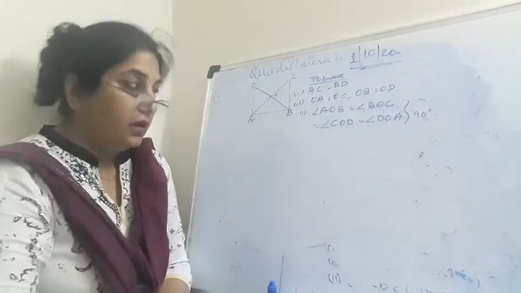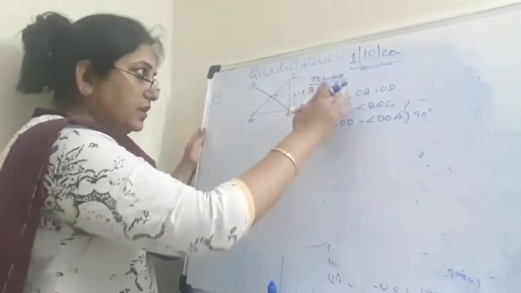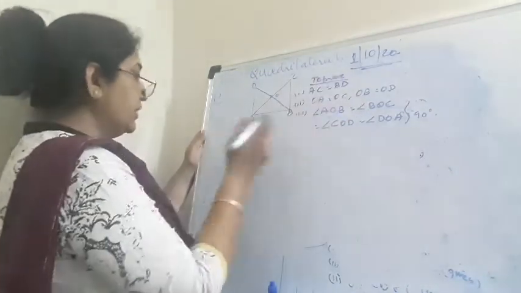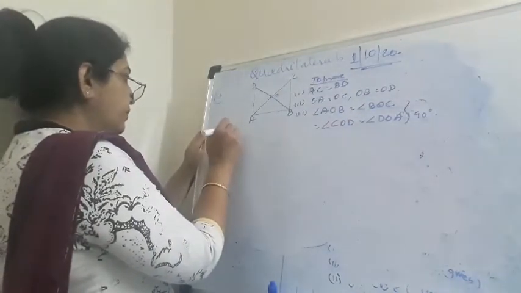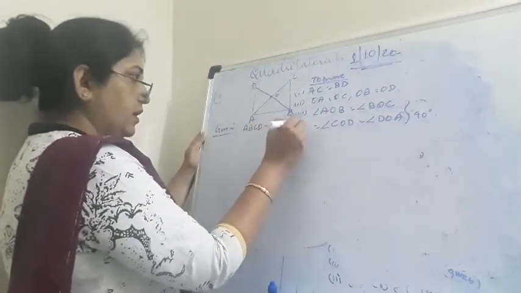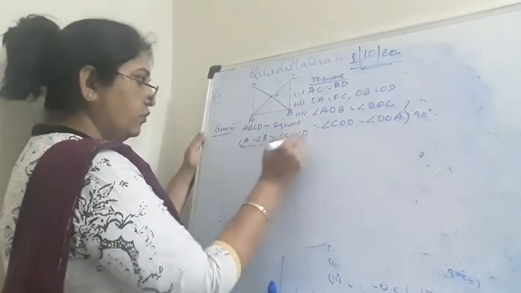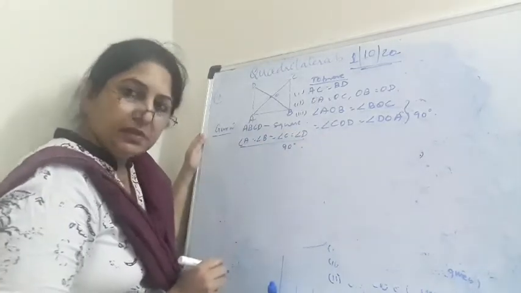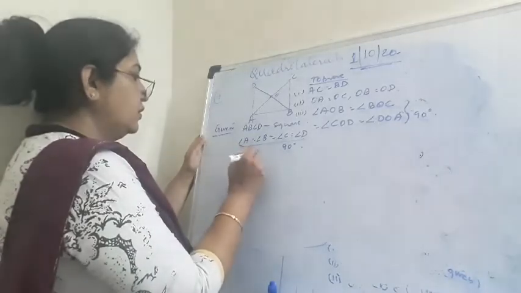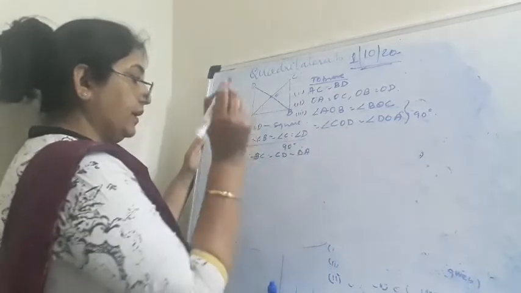Okay, so we have to take the triangles in such a way that we can complete the three proofs. Now what is given? Given is ABCD is a square, and angle A is equal to angle B is equal to angle C is equal to angle D. All four angles are 90 degrees. That means each angle in a square is 90 degrees. And we also know that AB is equal to BC is equal to CD is equal to DA.